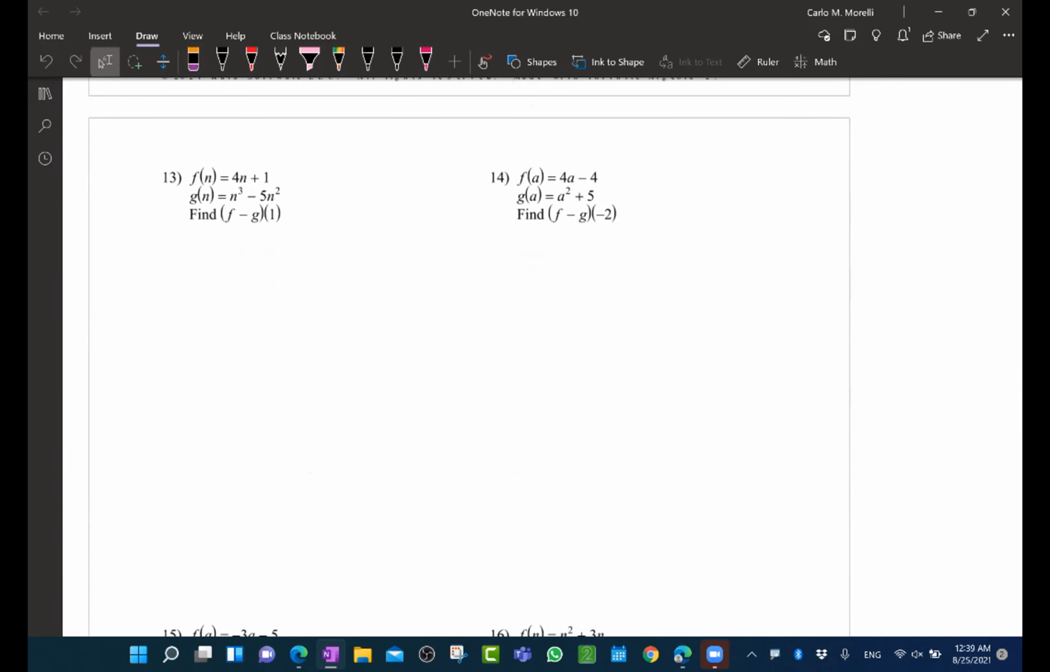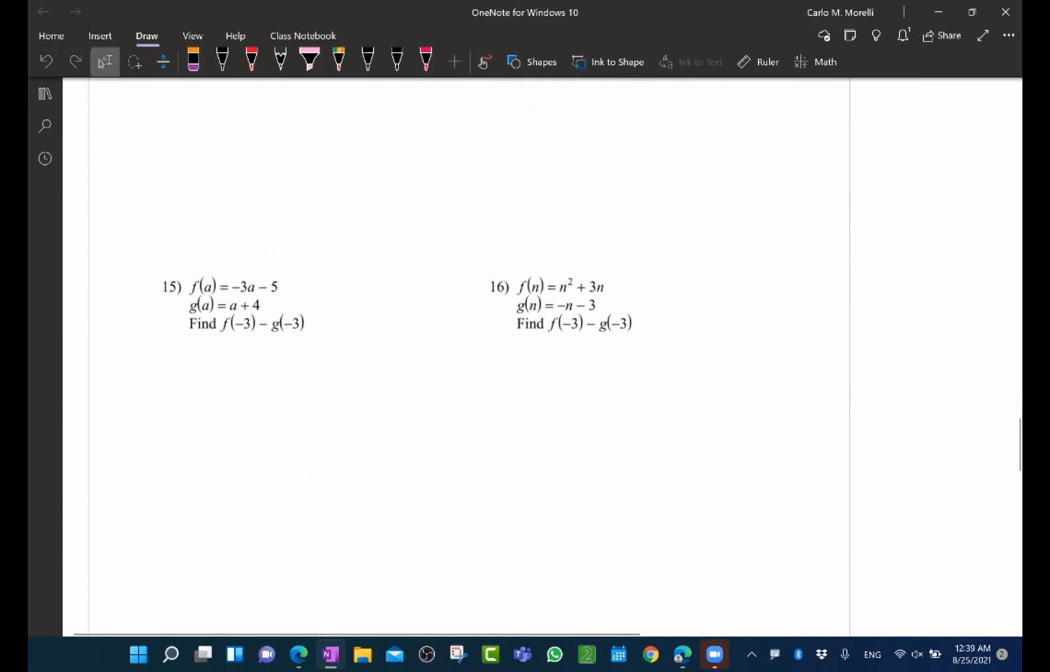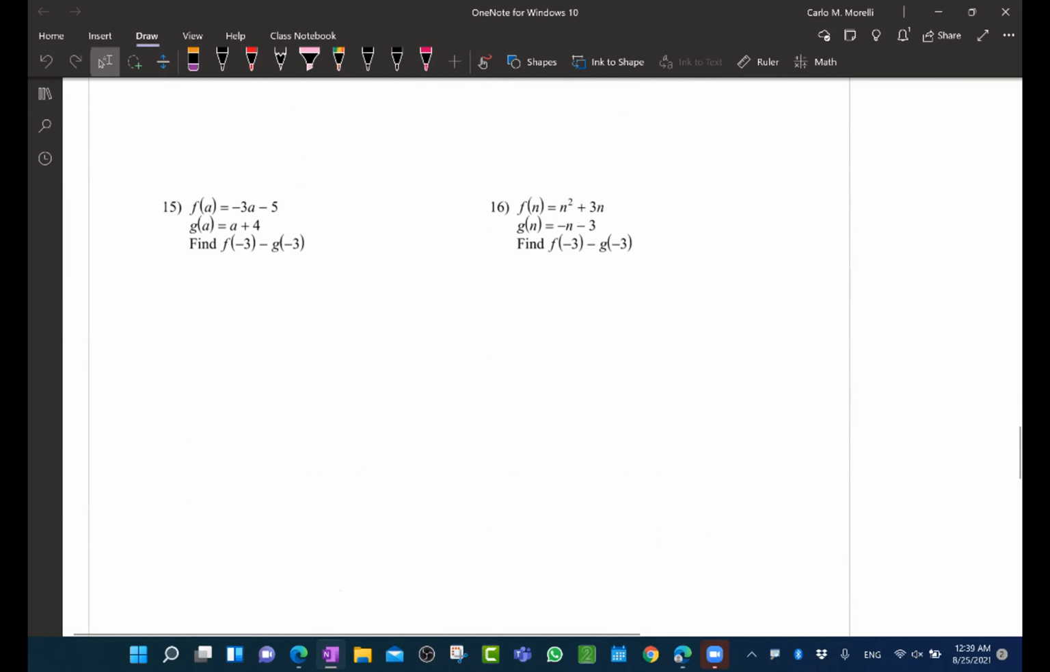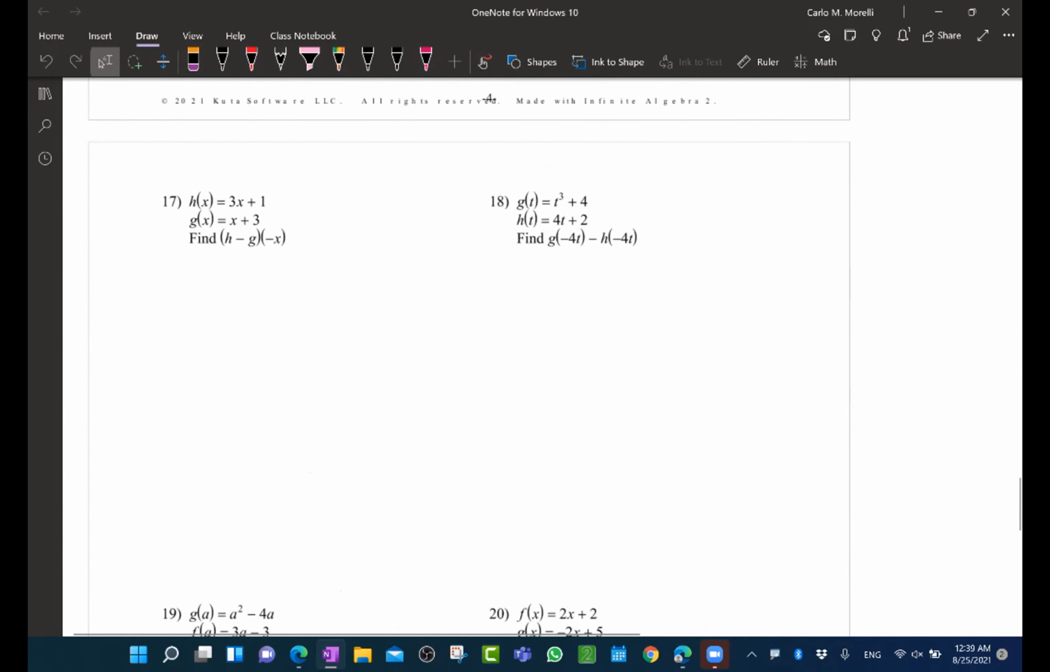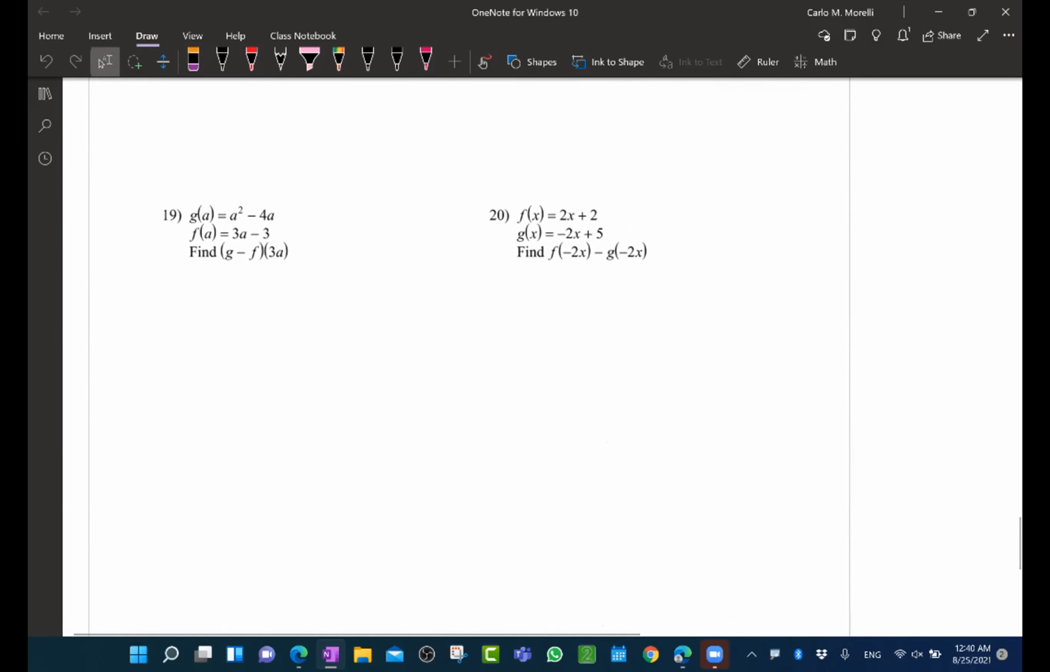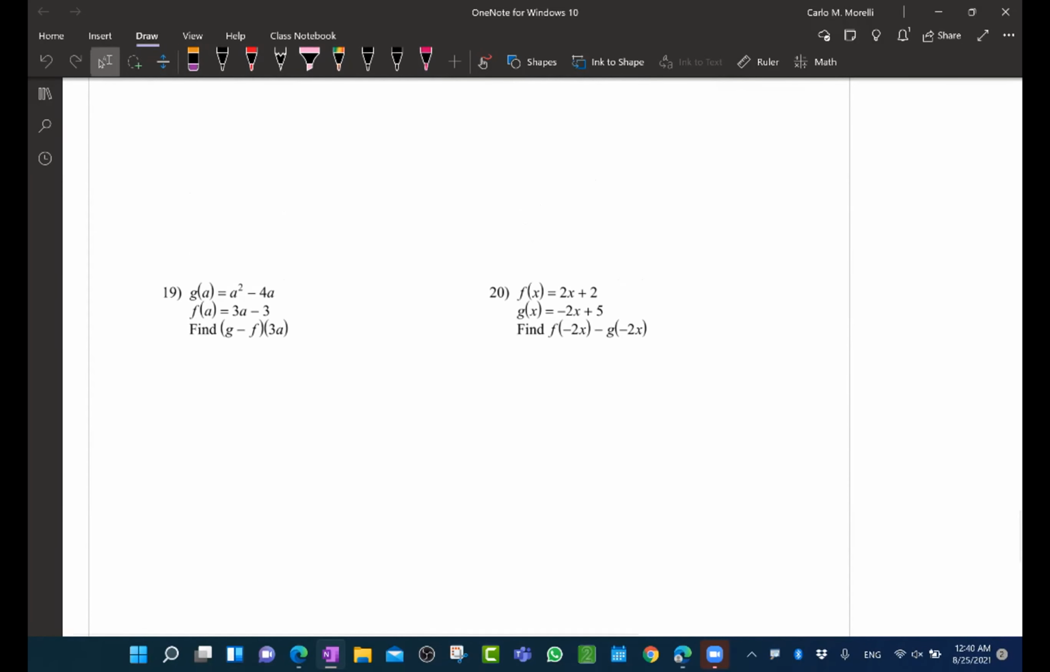More subtraction, so we subtract the functions from one another and then evaluate. Here we're going to evaluate each function and then subtract the results. Here we're putting in algebraic expressions and then we're going to subtract the functions from one another. Then evaluate at negative x and then negative 4t. Okay, so I'm just checking over to make sure this is all pretty easy stuff.